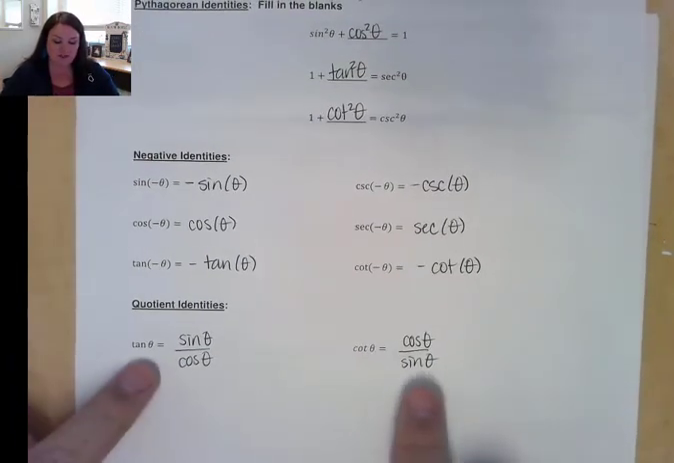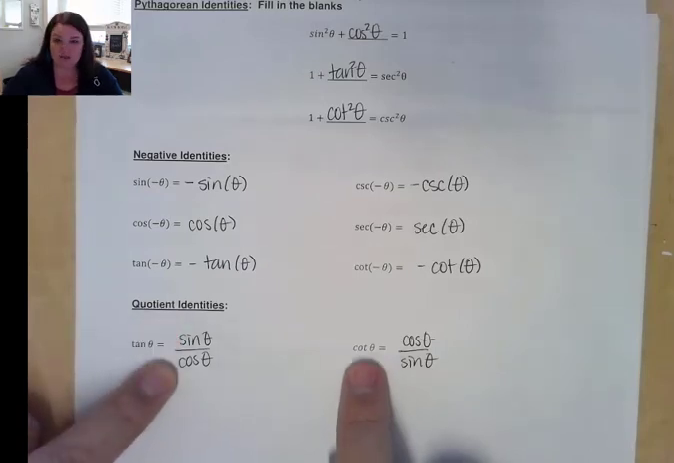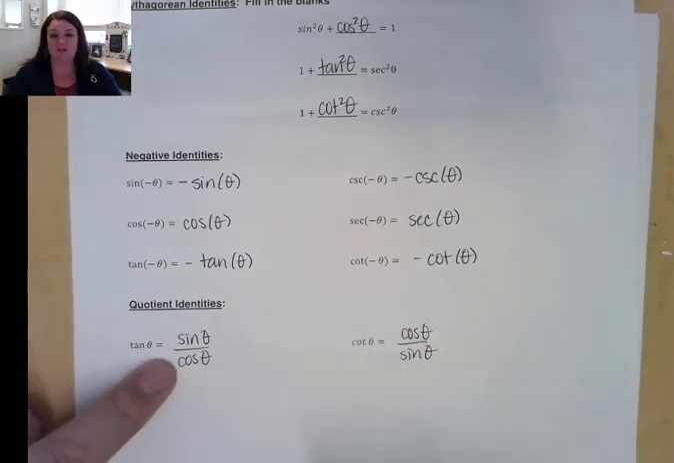And then another relationship we're going to use over and over again is the relationship of sine and cosine to tangent and cotangent. Tangent is a ratio of sine over cosine. Cotangent is a ratio of cosine over sine.